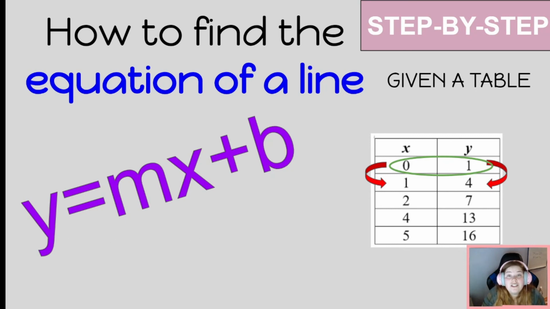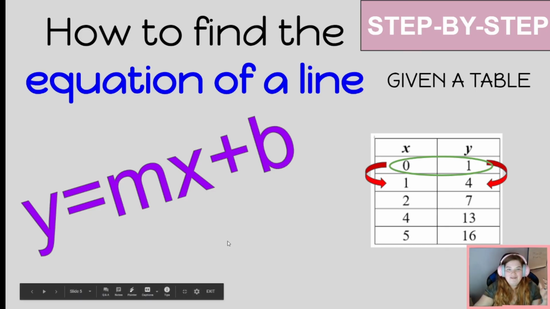Okay, so you just learned how to find the equation of a line when you're given the slope and y-intercept. And now we're going to take it one step further and get a little bit more difficult. We're going to find the equation of a line when we're given a table. We're still going to write our equation in y equals mx plus b form, that slope-intercept form, but now we have to find it from a table. So we're going to go through examples.